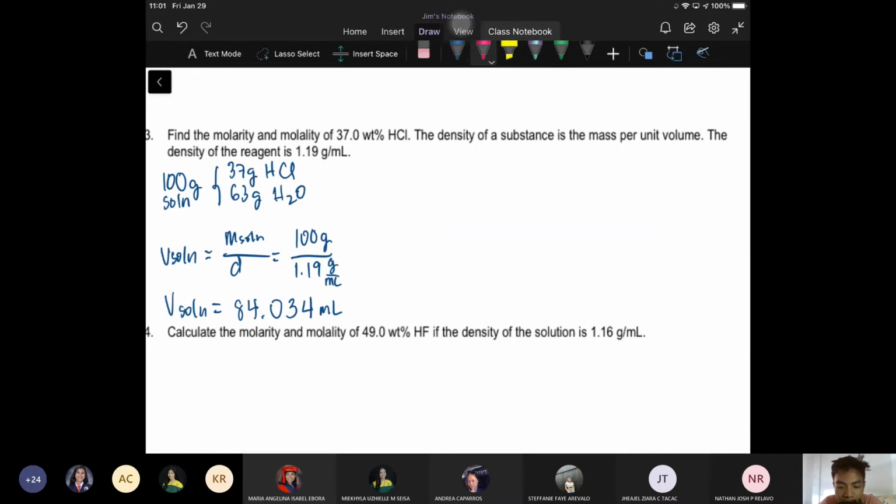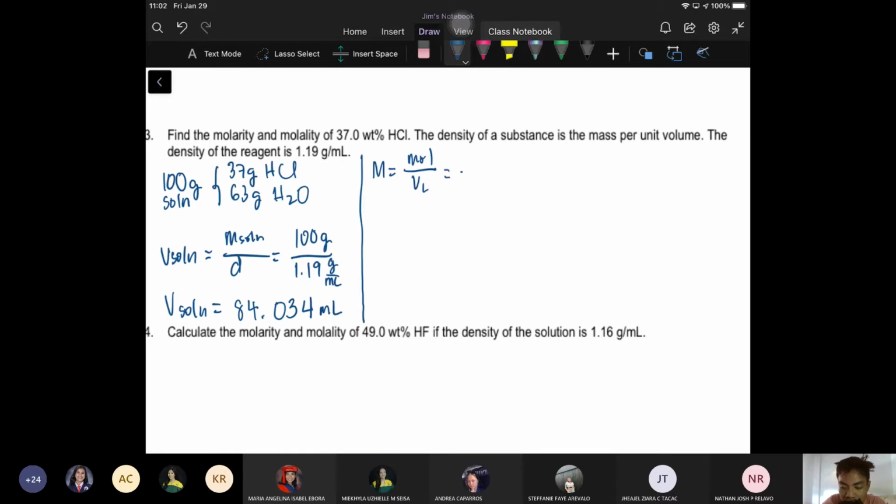Meron na tayong mass ng solute, may mass ng solvent, may volume ng solution. We can now solve for the concentration units na hinahanap natin. Okay? So, pwede na tayo mag-solve. Okay, so let's start with molarity. So that is mole divided by volume in liters.